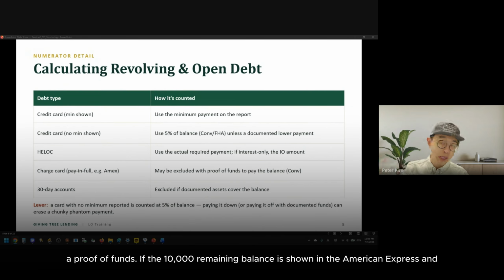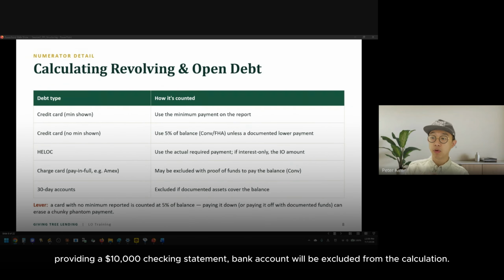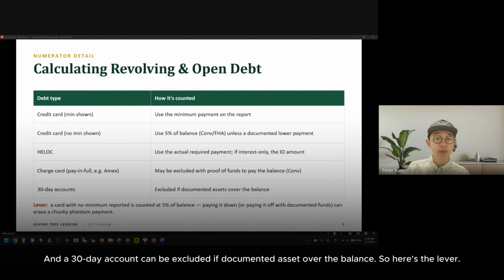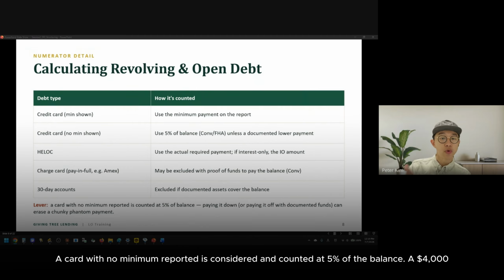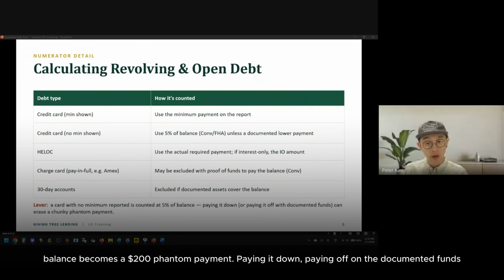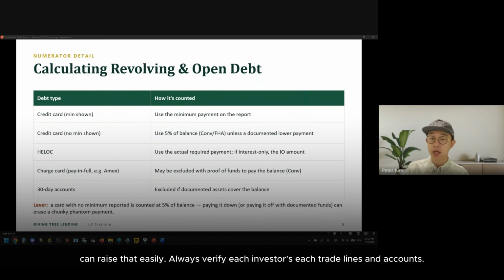If a $10,000 balance is showing on the American Express and you provide a $10,000 checking account statement, it will be excluded from the calculation. And 30-day accounts can be excluded if you document assets over the balance. So here's the lever. A card with no minimum reported is counted at 5% of the balance. A $4,000 balance becomes a $200 phantom payment. So paying it down or paying it off with documented funds can help a lot. Always verify each investor's trade lines and accounts.